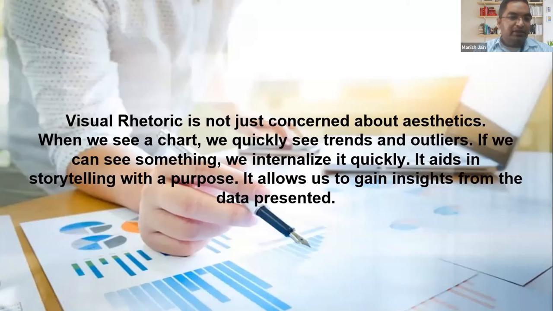Okay, so this is not just a concern about these options, but whenever we see a chart, we quickly see the trend and outliers. If we can see something, we internalize it quickly, and it adds to storytelling with a purpose. It allows us to gain insight from the data presented. So this is not just normal database analytics or normal database storytelling, but when we have data which contains some outlier or some trend, how can we give more insight to the customer? Based on that, the client or customer can take a decision, or we come across in a more effective manner. That is what we need to use here.